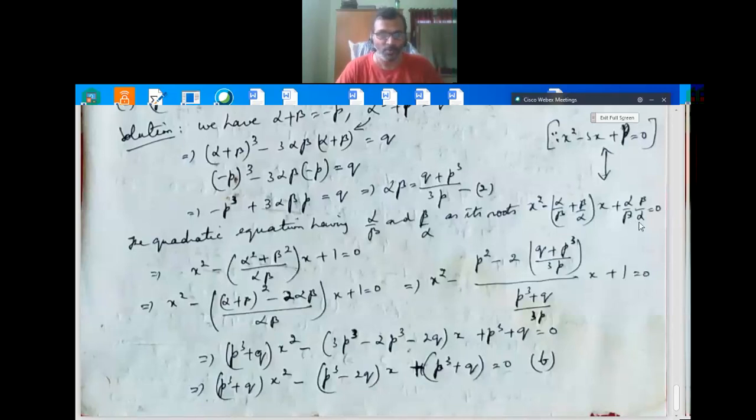This becomes plus 1. a squared plus b squared is a plus b whole squared minus 2ab. So x squared minus alpha plus beta whole squared minus 2 alpha beta divided by alpha beta into x plus 1 equals 0. So x squared minus, alpha plus beta whole squared is p squared, minus 2 into alpha beta, which is q plus p cubed over 3p, divided by alpha beta, which is p cubed plus q over 3p, into x plus 1 equals 0.